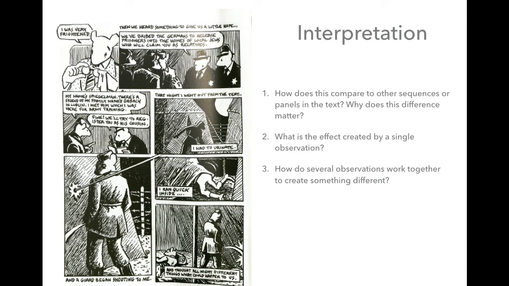So here, for example, we have: how does this compare to other sequences or panels in the text? Is it different? Is it the same? Why does this matter? What is the effect created by a single observation? And how do several observations work together to create something different? There are other questions you could ask. These are just three I'm going to suggest are helpful. I'm going to choose one and demonstrate how I would go about it.